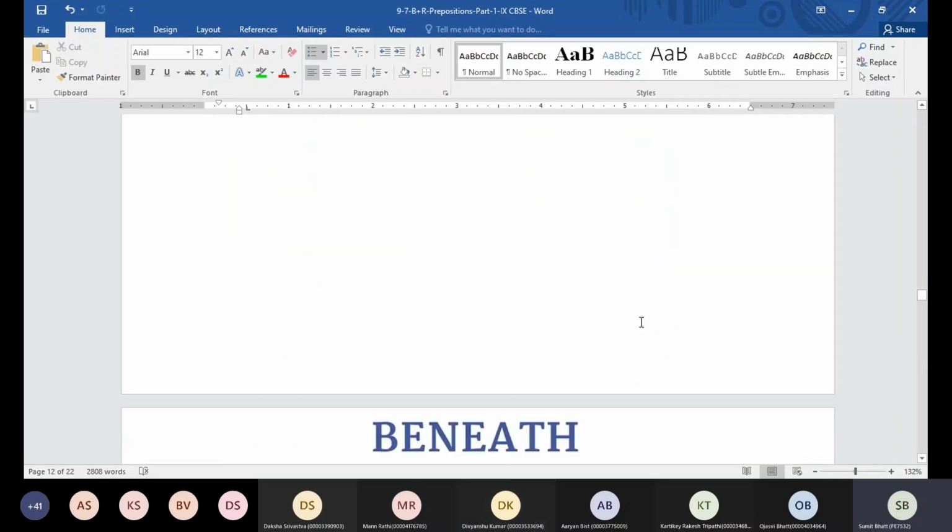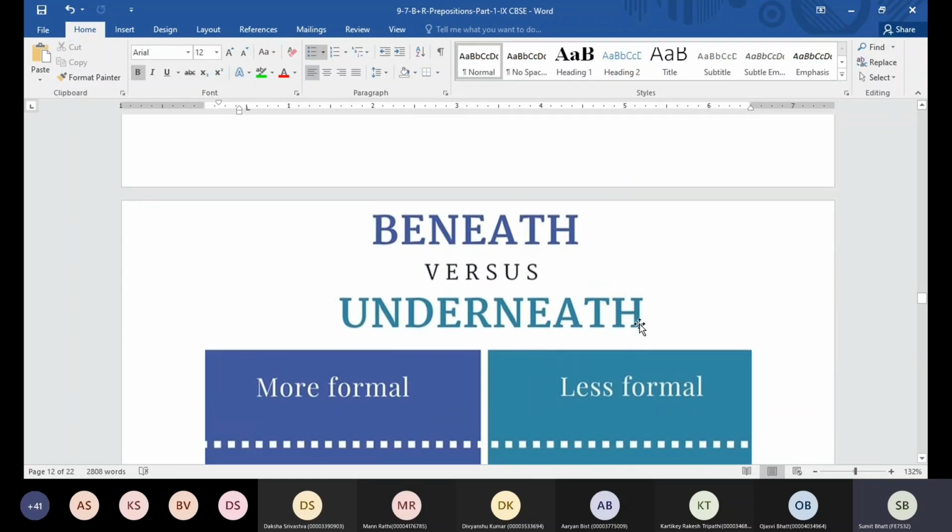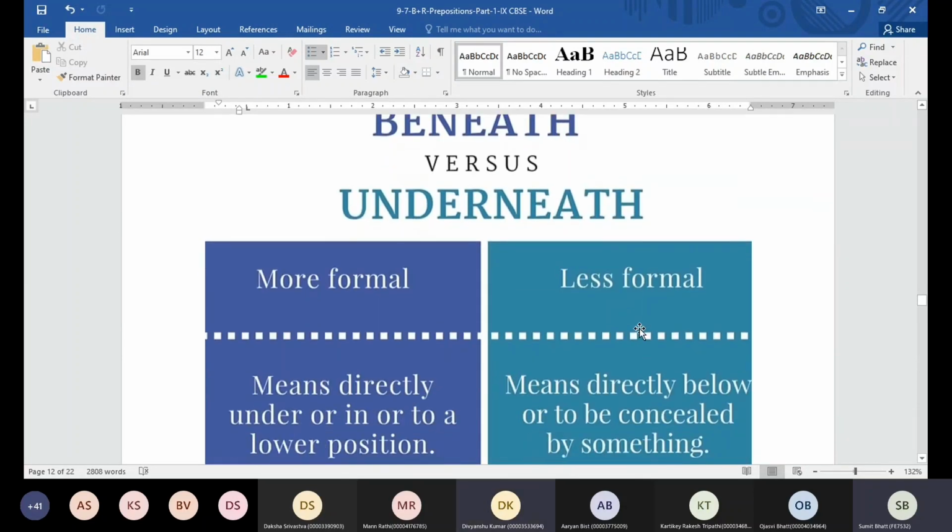Can we complete this topic? It's just going to take 2 or 3 more minutes. Can we complete them? Like beneath, underneath, these words. Yes, sir. All right.